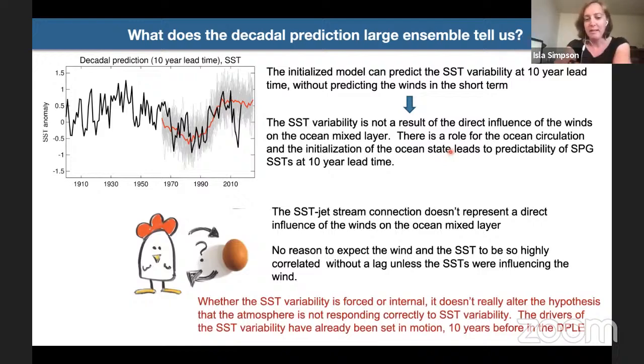Whether the SST variability is forced or internal, I think is still an open question. We argued it was internal, but it could be forced. But either way, I don't think it changes the interpretation that we would argue that the atmosphere is not responding correctly to the SST variability. It's hard to explain the DPLE in any other way. If external forcings were forcing the SSTs and the winds separately, it's hard to reconcile that with the DPLE, because the decadal predictions know where the SSTs are going to go 10 years ago before the winds would go there.